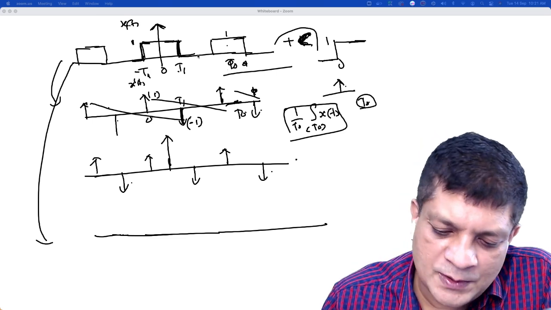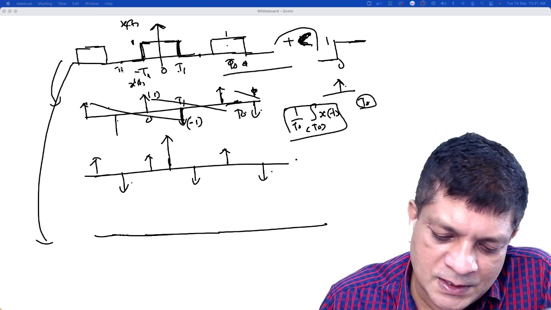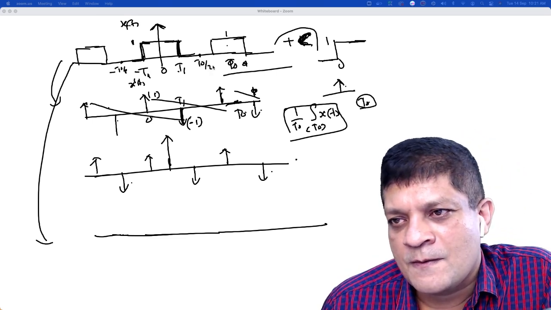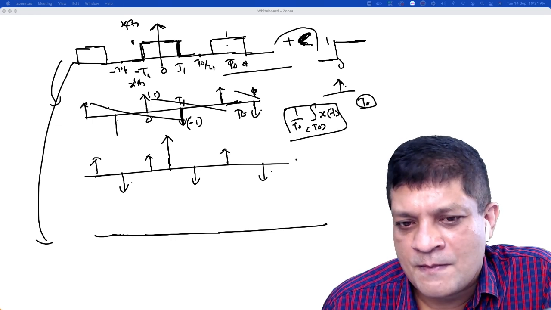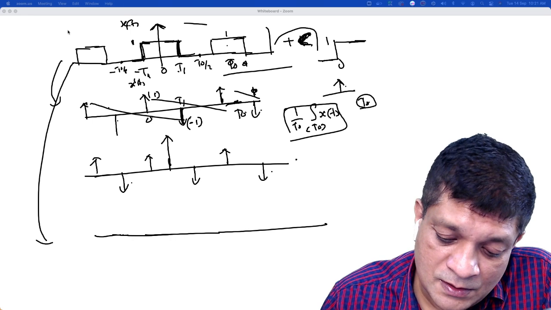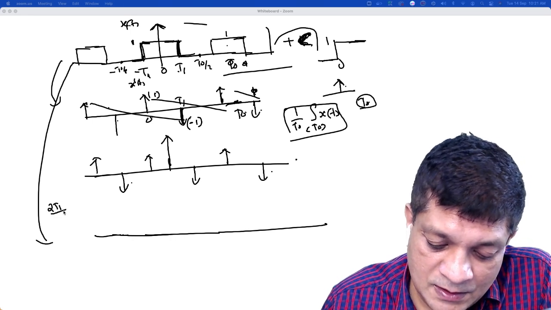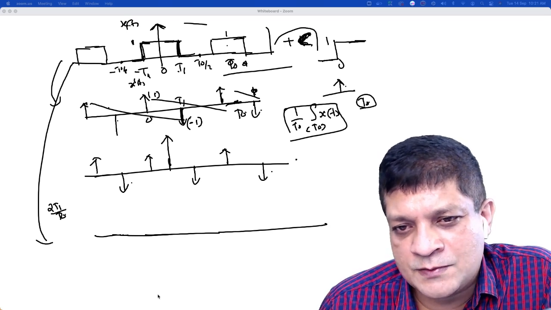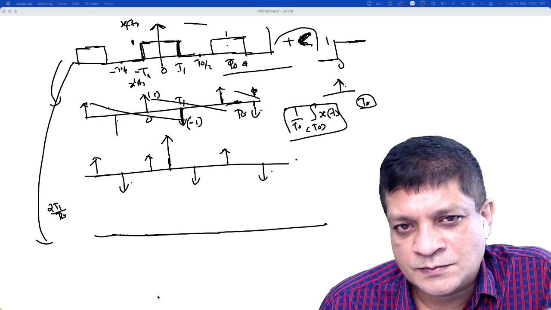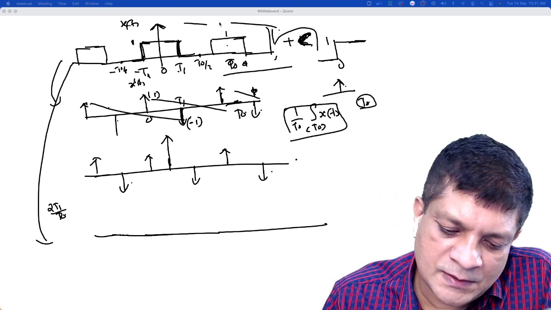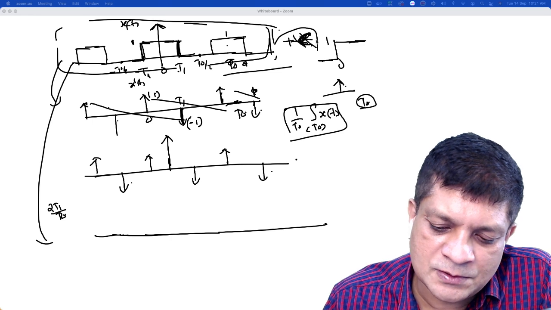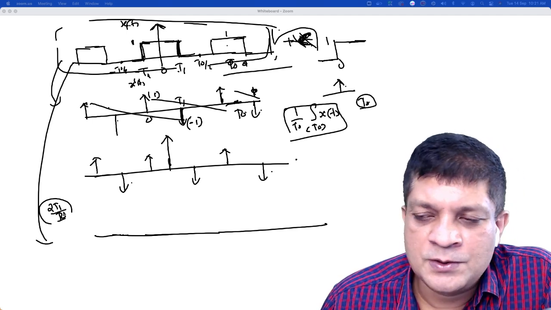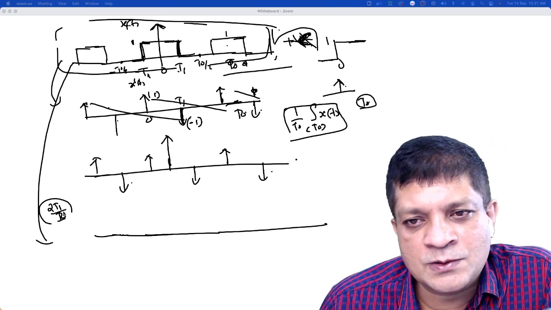If you consider one period from minus T naught by 2 to T naught by 2, what is the average value of the signal? Sorry, it is 2T1 by T naught. And how to make this average value of the signal 0? I want to make the average value of the signal x(t) 0. Forget about this constant term now. Its average value is 2T1 by T naught. How to make the average value 0?